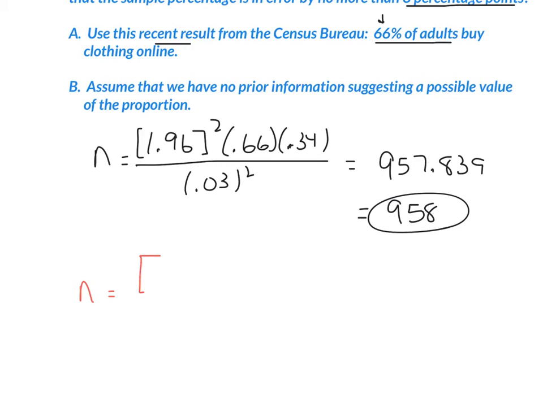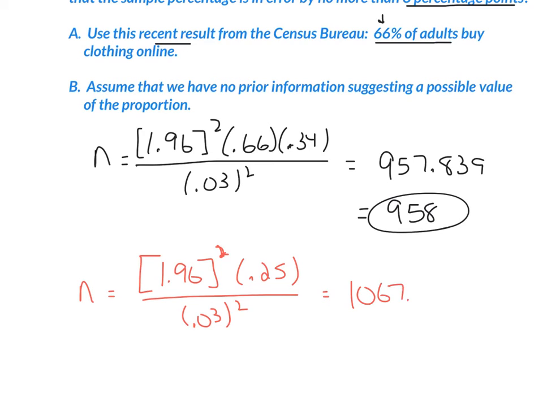Still 95%, so I'm still using the 1.96, squaring it. But instead of my p hat and q hat out here, I'm just going to put 0.25. And I still got the same 3 percentage points, so I'm going 0.03 squared. Punching all that in, I got 1,067.11. But remember, we always round up, so I got the 1,068 in that one.